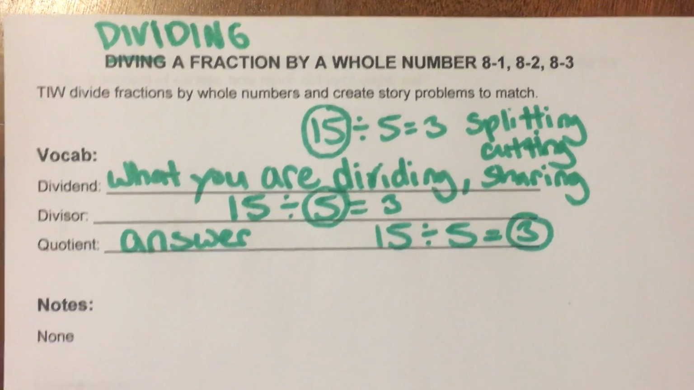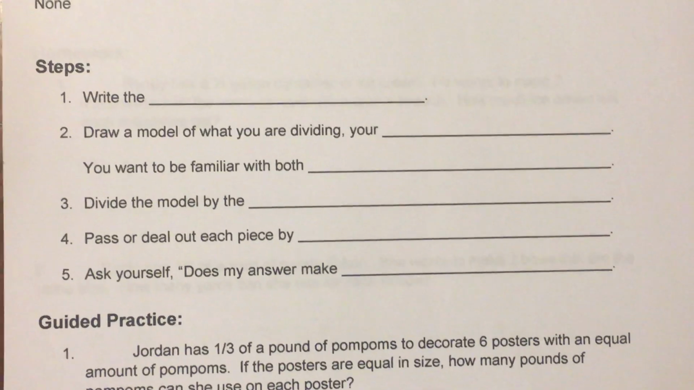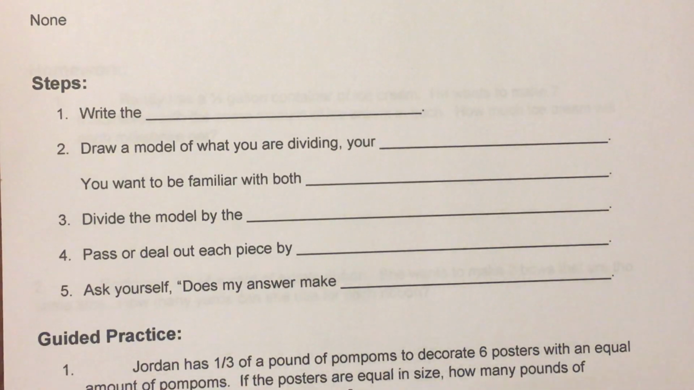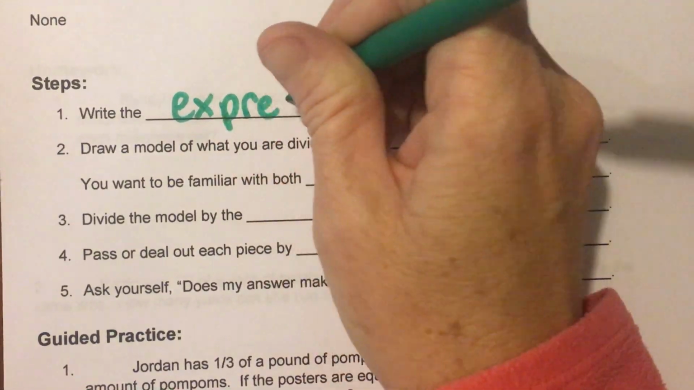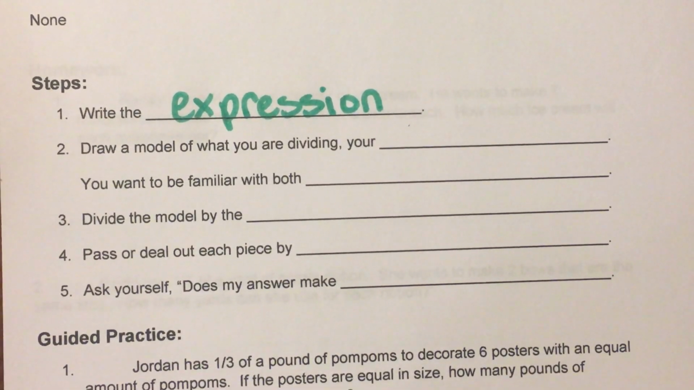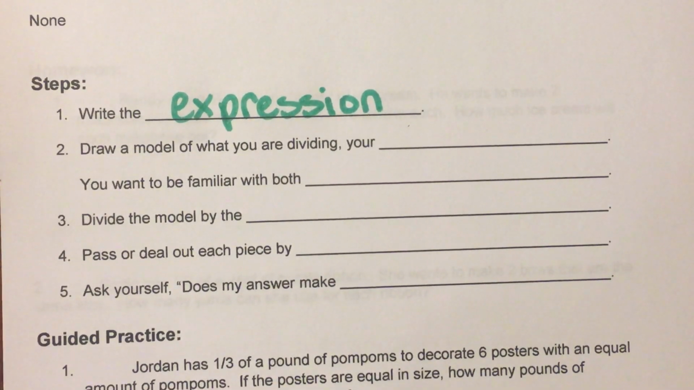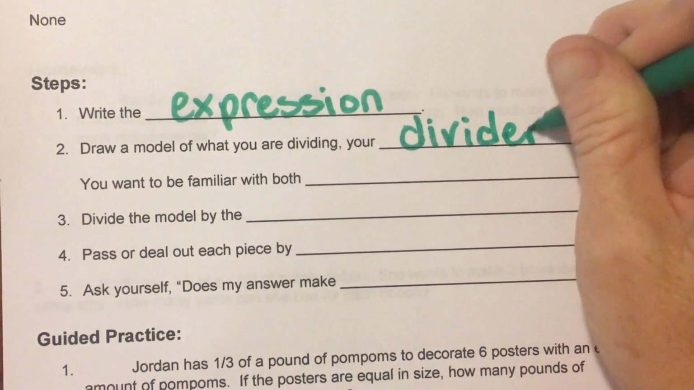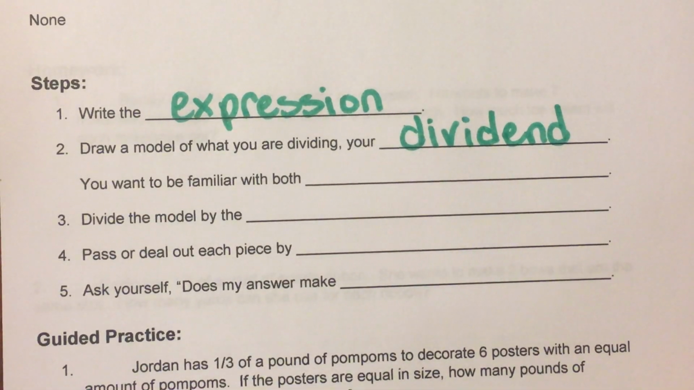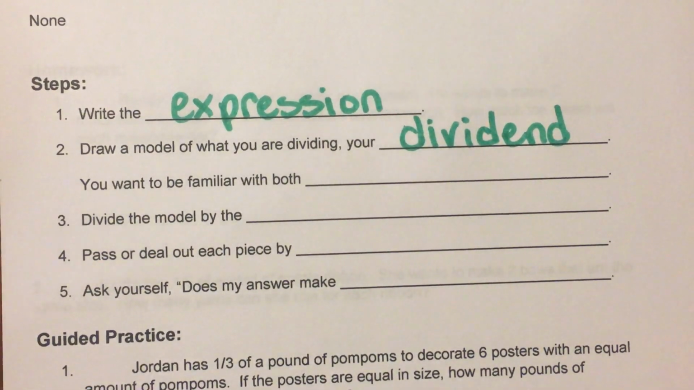Okay, we don't really have any notes today, so we're on to our steps. Our first step is you're going to want to write the expression. Most of the questions in this unit are going to be word problems, so you're really going to have to be able to pull out the expression from the word problem. Then you're going to draw a model of what you're dividing, your dividend. So you're going to have to ask yourself, what do I have that I'm going to divide up?